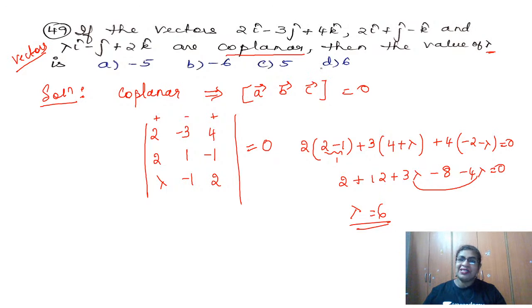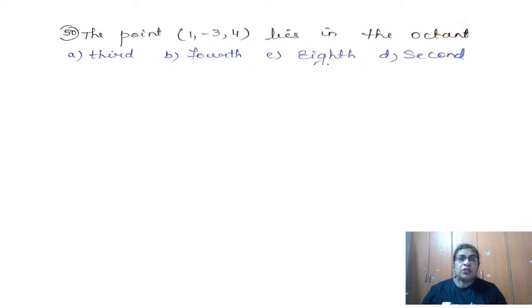And yes, I have 6 as a D option. Yes, hope you have understood. We move on to the next question. So come to the next question, 50th one. The point (1, -3, 4) lies in which octant?